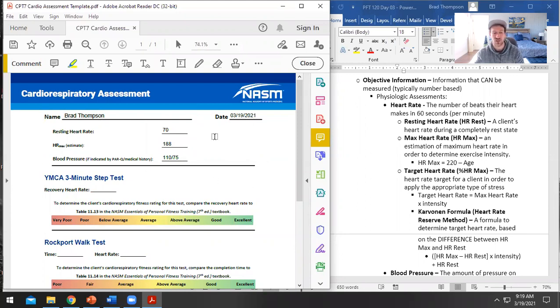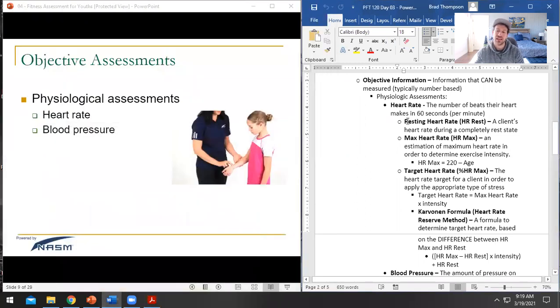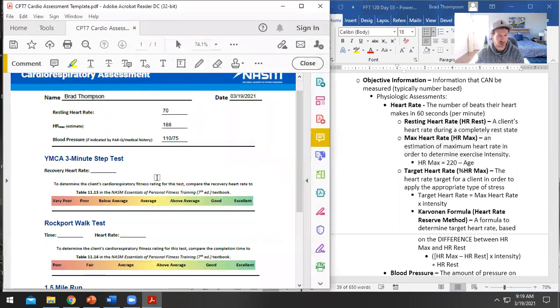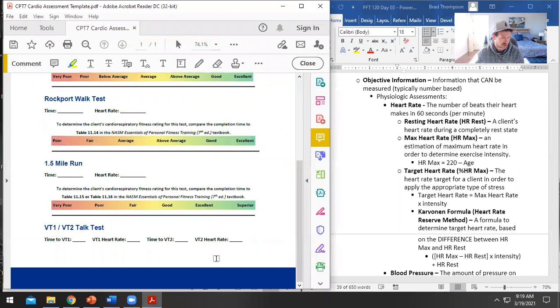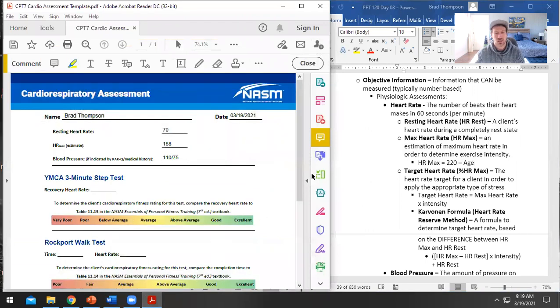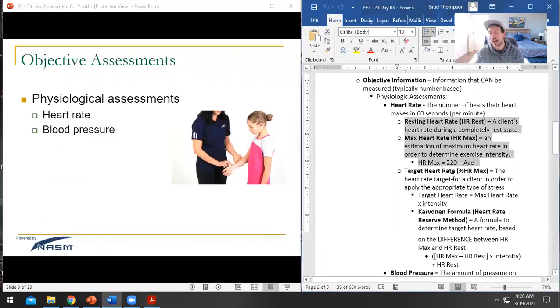So there's some information right off the bat, right? So that is our resting heart rate. Now, one other thing that you can calculate, and you'll see this a little bit lower down, we're not seeing it on the assessment here. One thing that you definitely want to do, I can't believe they didn't put this on here, is a much more accurate version of what your client's target heart rate zones are. Okay. So target heart rate is the heart rate target for a client in order to apply the appropriate level of stress.